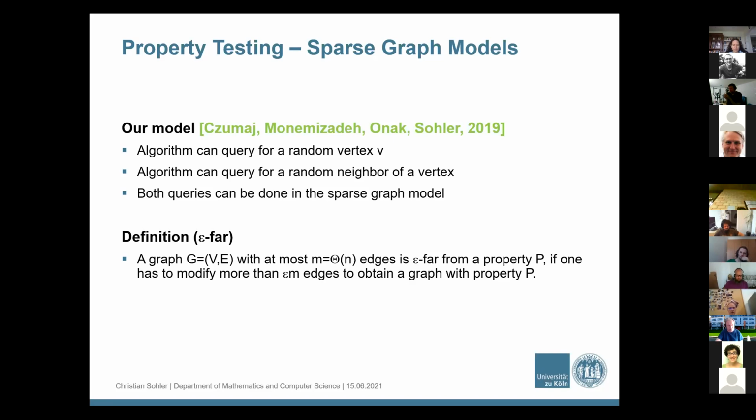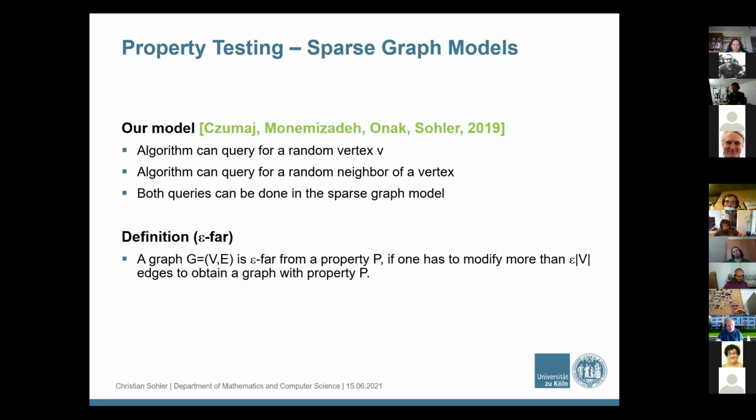Yeah, so since we are looking at planar graphs, we will just assume that the graph has at most 3n edges. So a graph with at most 3n edges is epsilon far from a property P if one has to modify more than epsilon times n edges to obtain a graph with property P. And this can be also written as, or it's roughly the same as saying that one has to modify more than epsilon times the number of vertices edges.